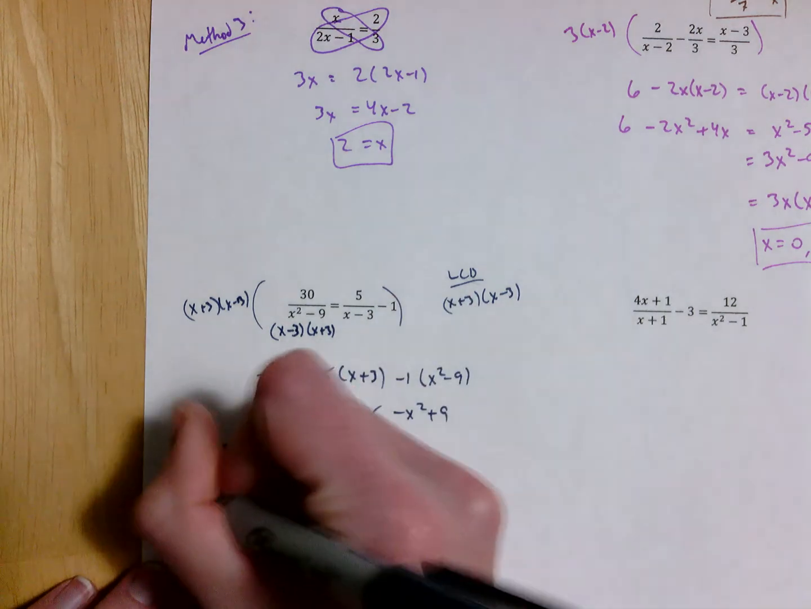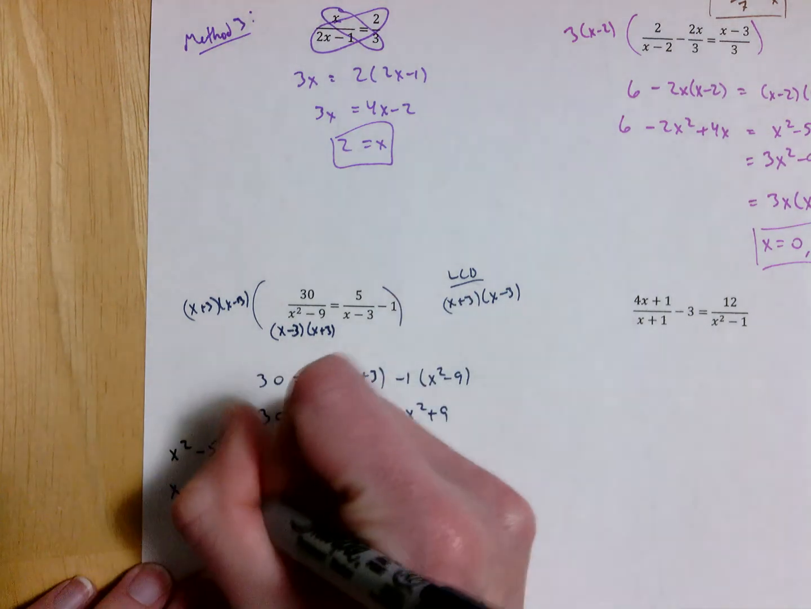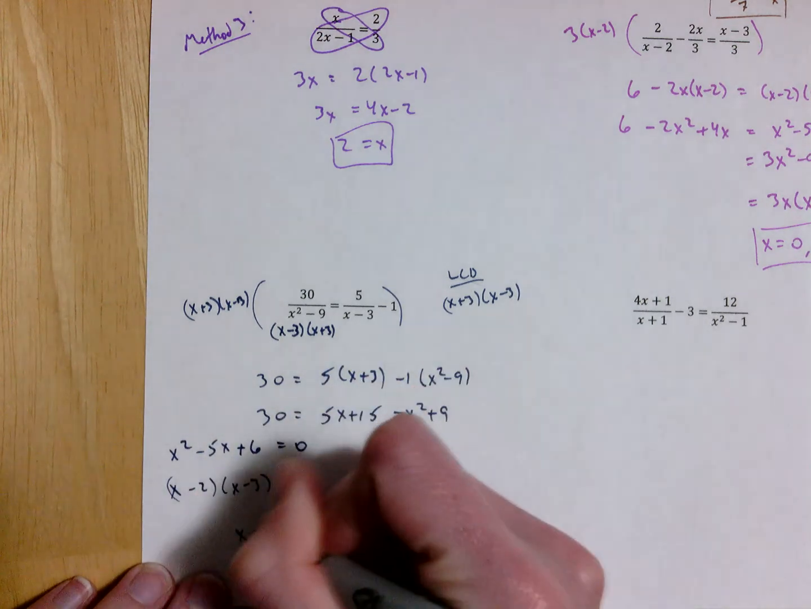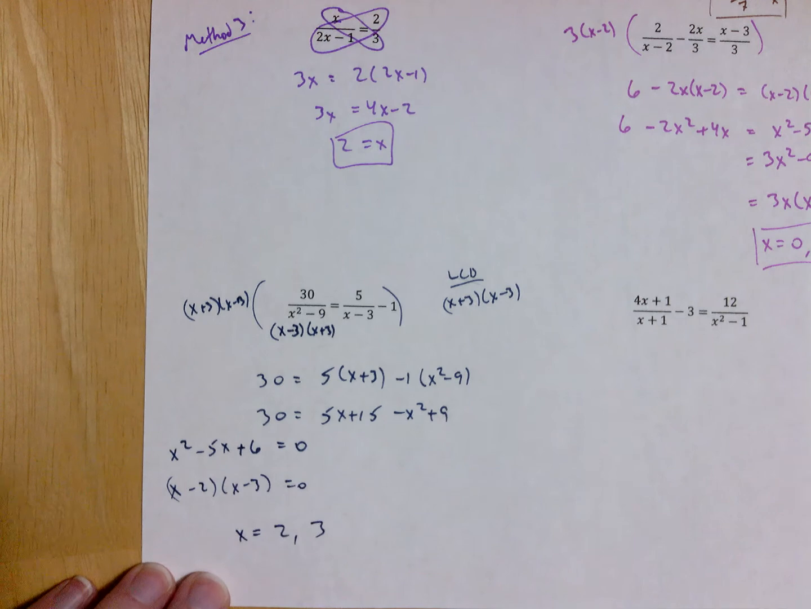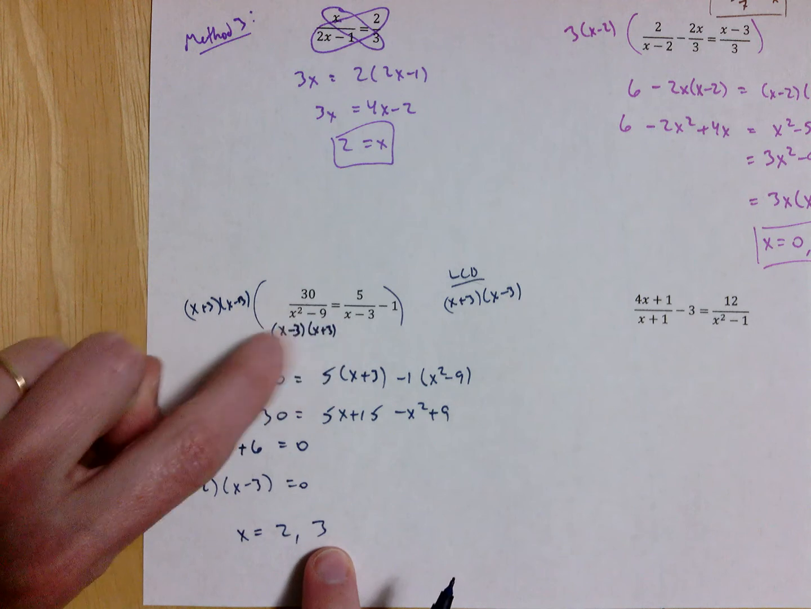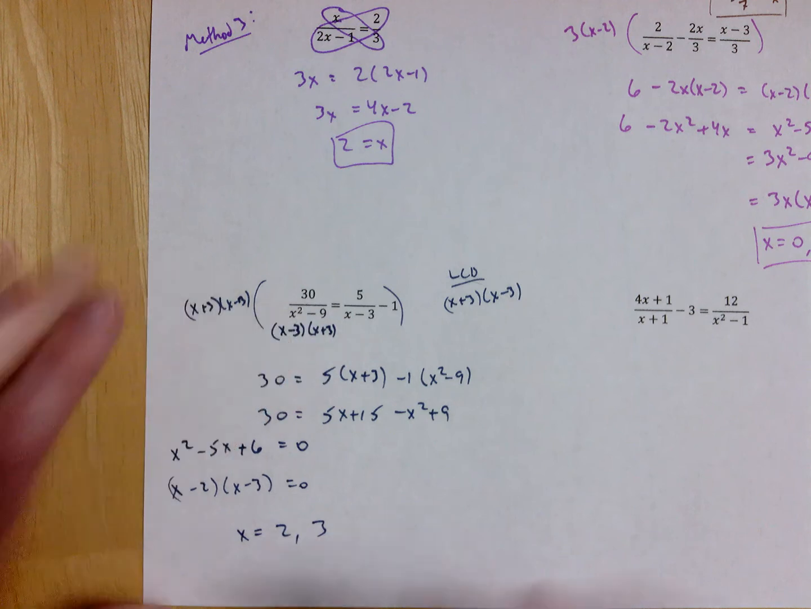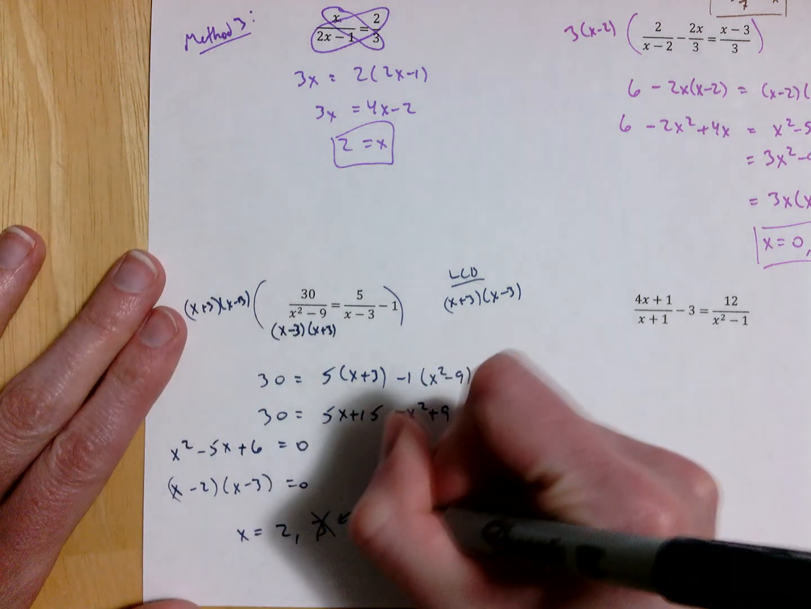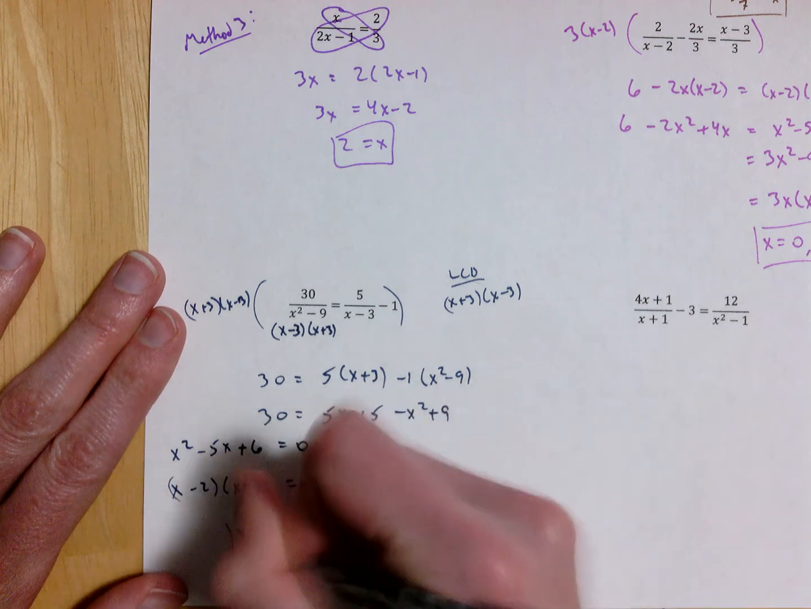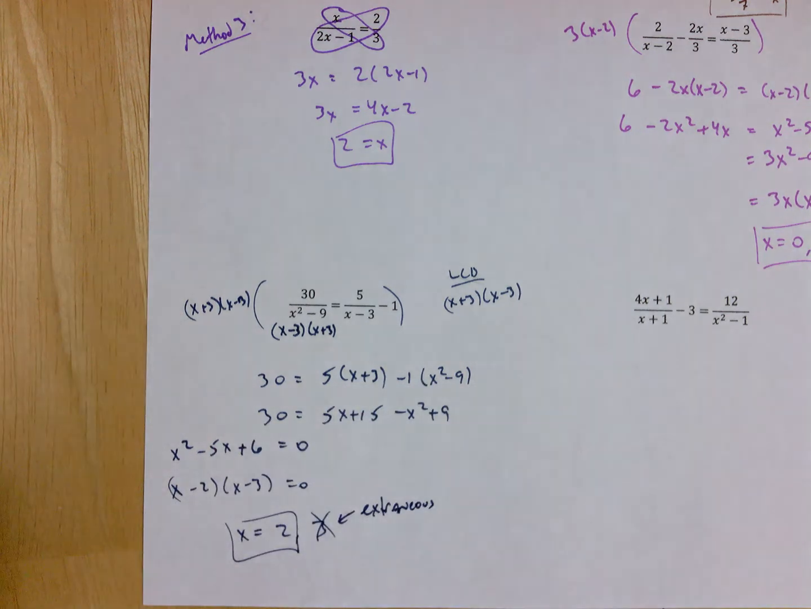So 2 factors of 6 that add up to -5, -2, -3. My 2 potential solutions are 2 or 3. Quick check, 2 is going to be fine, but 3 is actually going to make both of those denominators 0, right? So 3 is an extraneous solution, and my only actual solution is x equals 2.